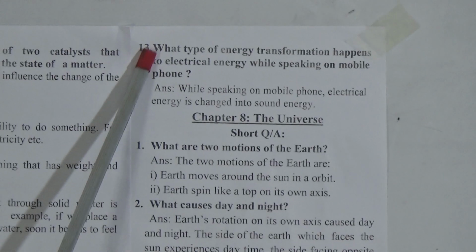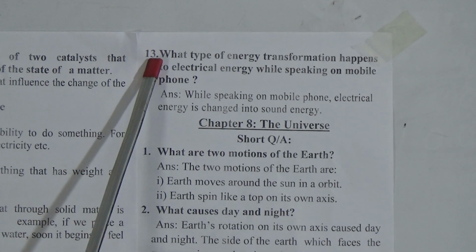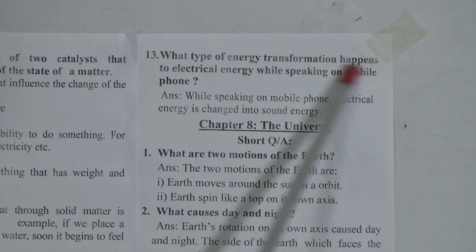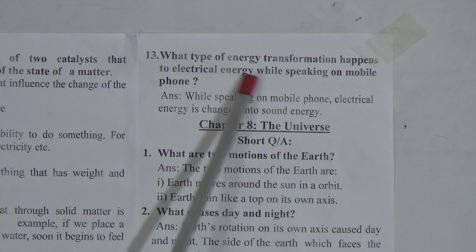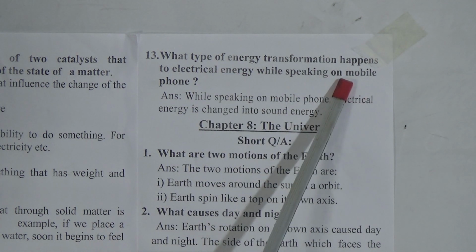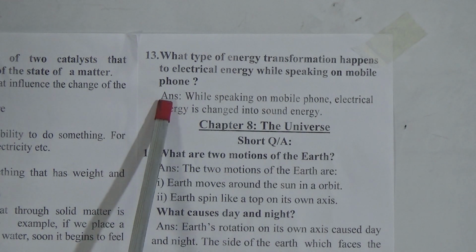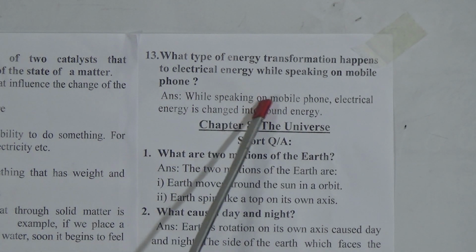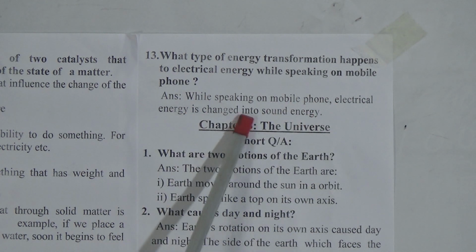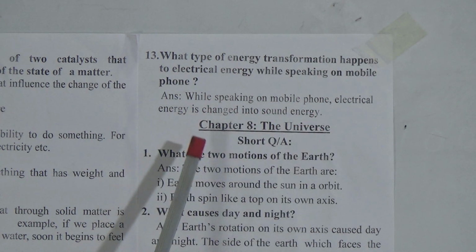Our last question from chapter 5 is question number 13. What type of energy transformation happens to electrical energy when speaking on a mobile phone? The answer is, while speaking on a mobile phone, electrical energy is changed into sound energy.